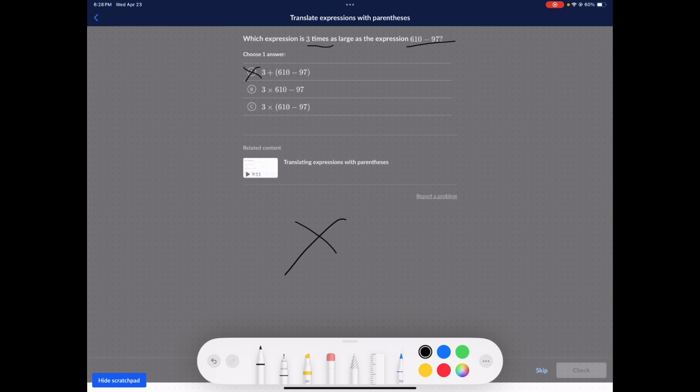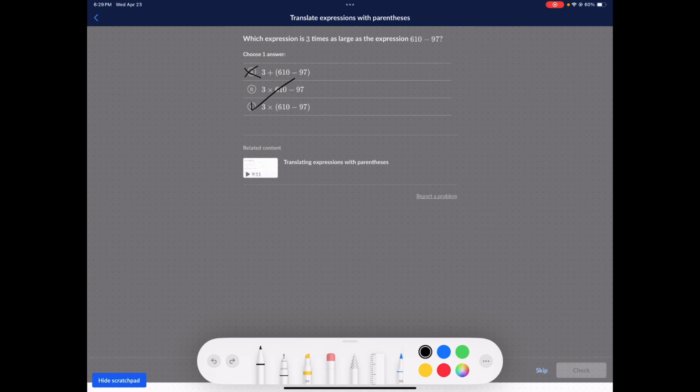And now, we want 3 times as large as this expression. Ooh, that reminds me, one of the previous expressions that I said you didn't need parentheses, you do need parentheses. I was saying 3 times as large as this number and this number, which is my mistake. So, A is still incorrect here. We want the expression 610 minus 97, which means we have to solve 610 minus 97, and we covered earlier these expressions. So, what would be the answer here? If you got C, you are absolutely correct.